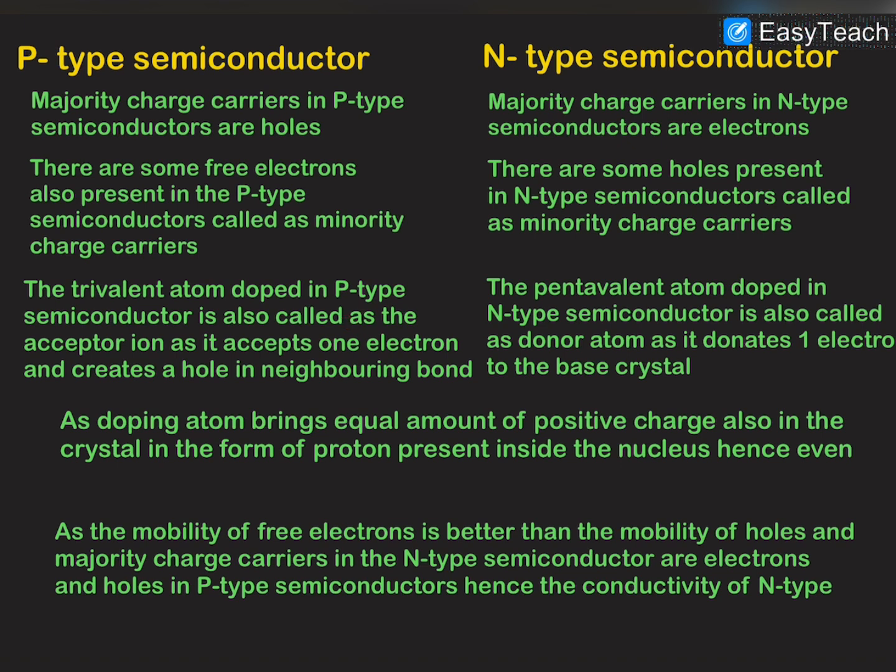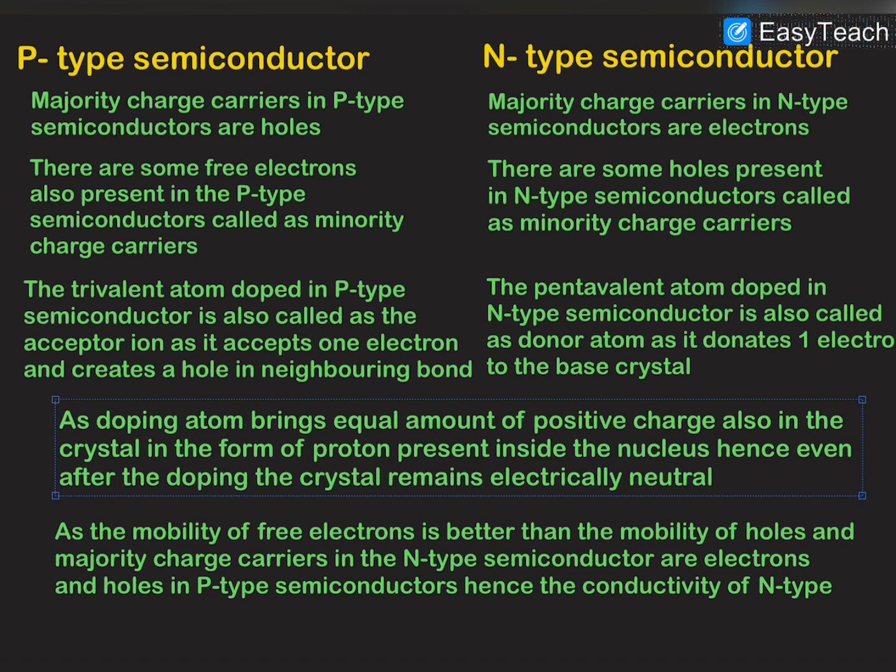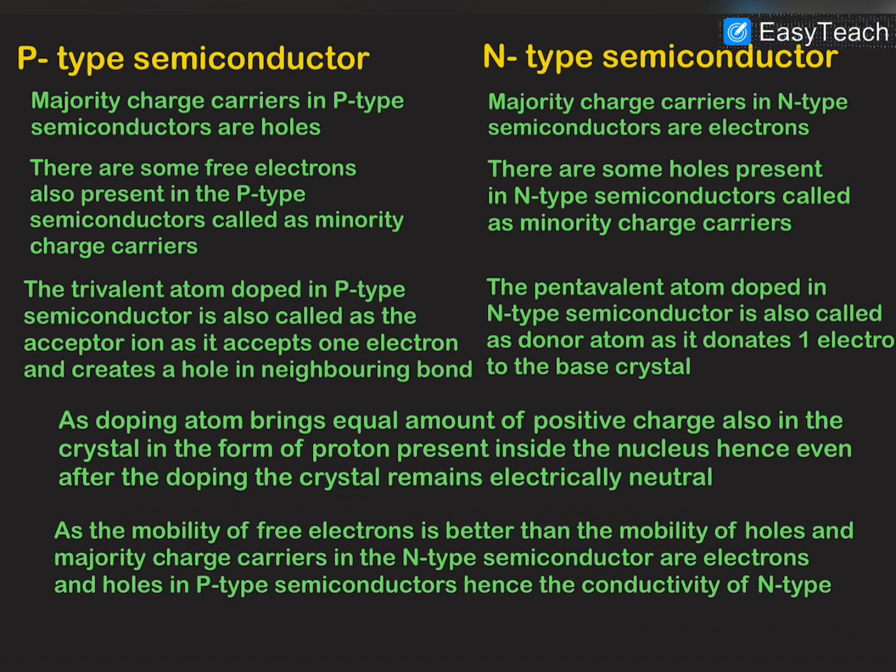While in n type of semiconductors, a pentavalent atom is doped, which means that they donate one electron to the crystal, and therefore a positive charge is represented on those atoms, and those are also called donor atoms. Now, this is the same point which I have already discussed, that after doping also there is no charge seen on the crystal. So the crystal remains electrically neutral even after the doping.